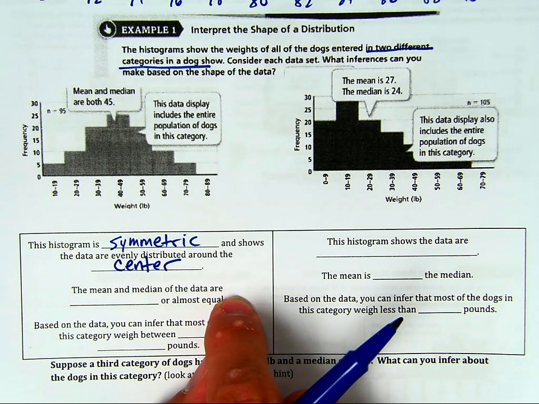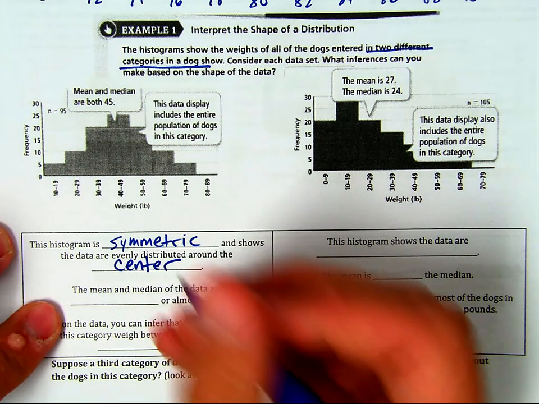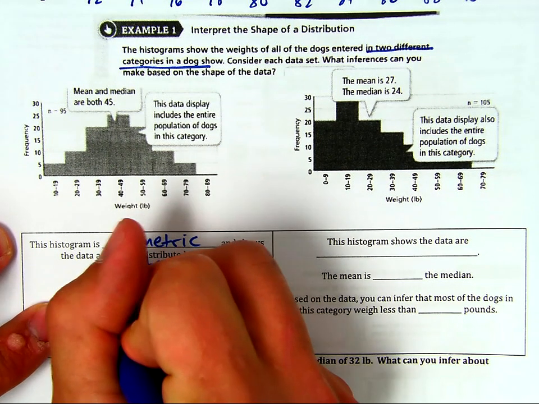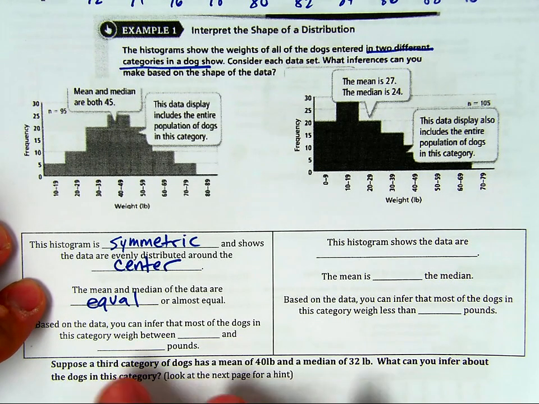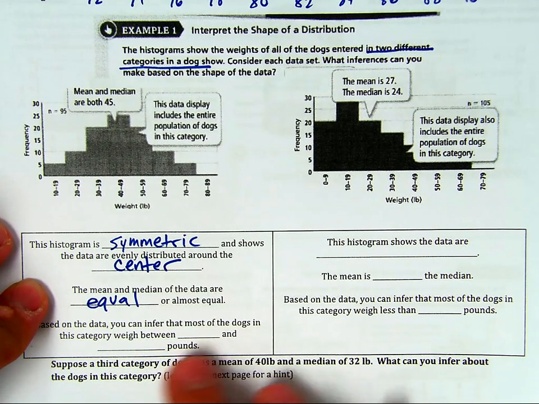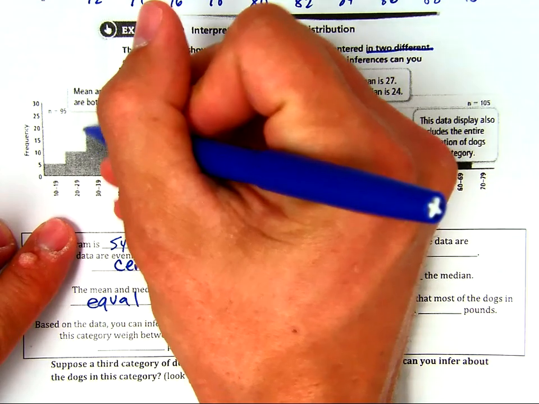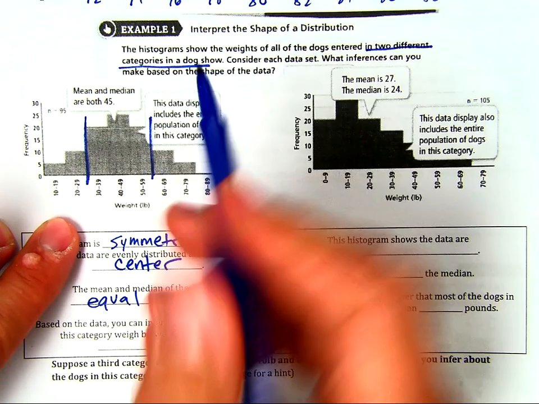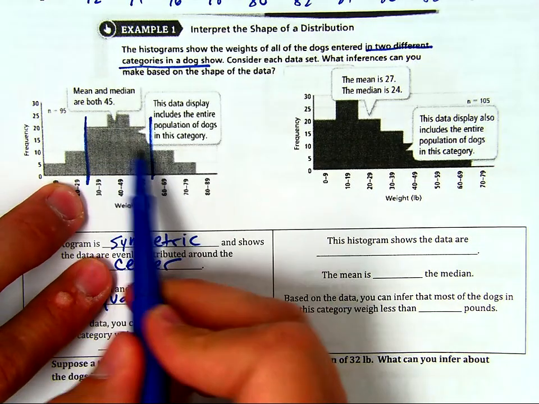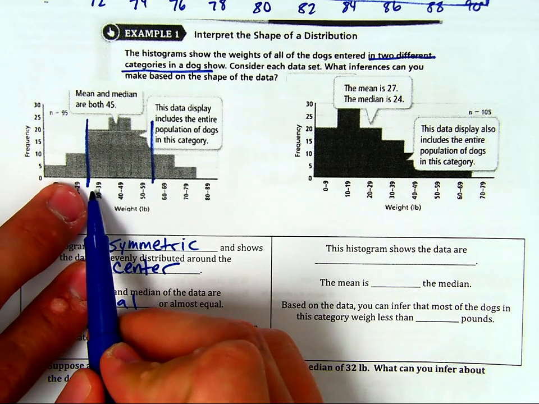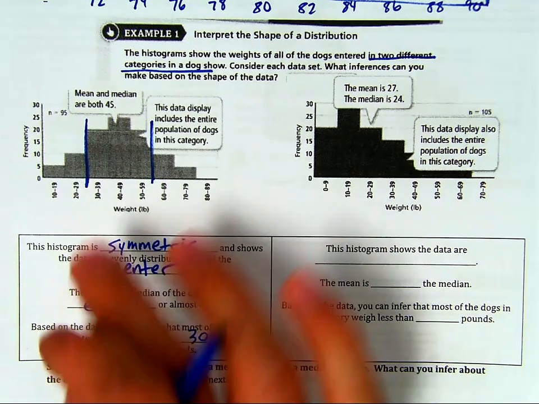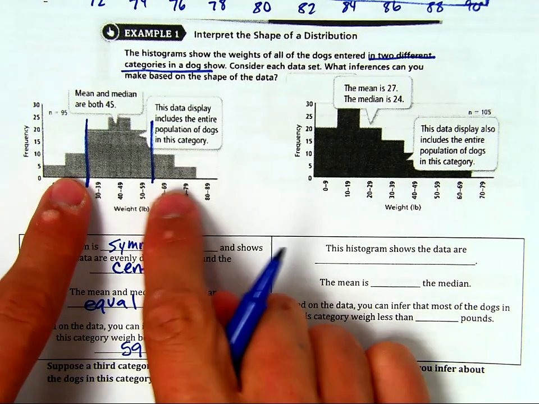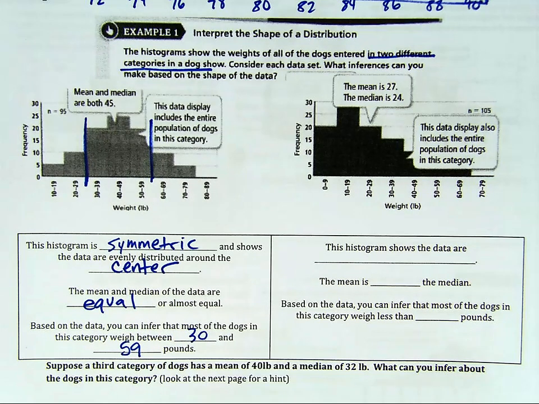So here we say the mean and the median of the data are equal or almost equal. Okay, so they're about the same. We can say that it's symmetric. Based on the data, we can infer that most of the dogs in the category, we can probably say that most of them weigh between 30 and 59 pounds, in these 3 big humps here. So that's where the majority of them are, and then we've got some smaller dogs here, and some larger dogs here that kind of fit outside the mean and the median.